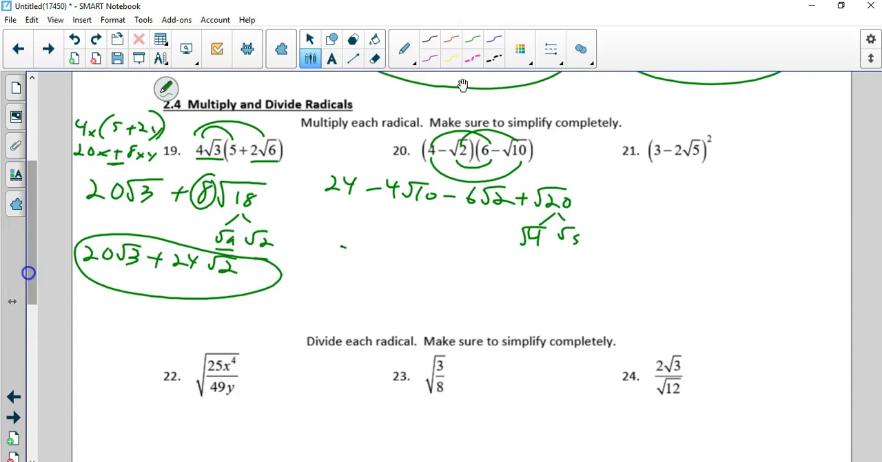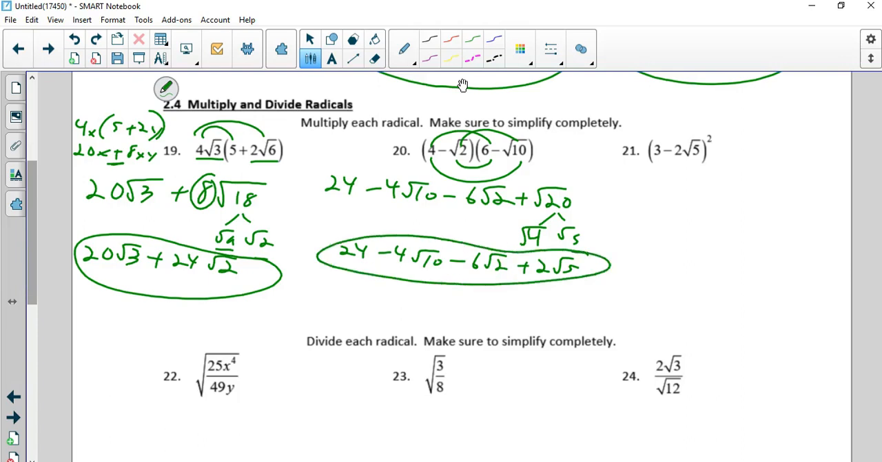So what we have is 24 minus 4 root of 10 minus 6 root of 2 plus square root of 4 is 2 root of 5. And this is really no different than 24 minus 4x minus 6y plus 2z. You can't join together radical 10, radical 2, and radical 5. Just like you can't join together x, y, and z. They're not like terms.